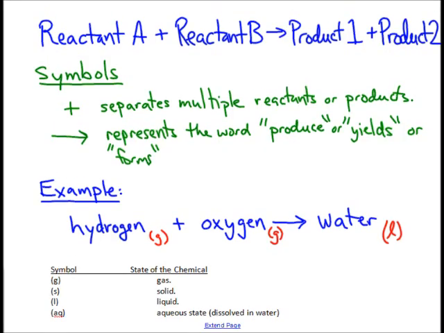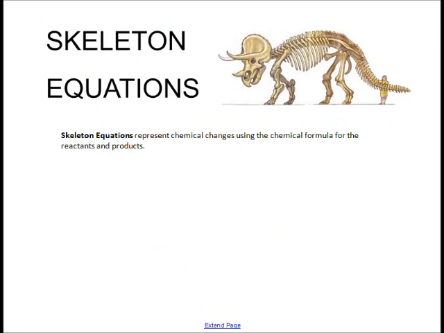So you're probably thinking, where do we go from this? That's a lot of writing. I've got to write words. That's a lot of work. Well, as we know, chemists can be a little lazy at times. They like shortcuts. So one shortcut, instead of writing all the words for these chemicals, is what we call skeleton equations. Now, with skeleton equations, we're not going to dig up some dinosaurs and look at fossils or anything. When we talk about skeleton equations, we're really just using the chemical formula in place of the words.